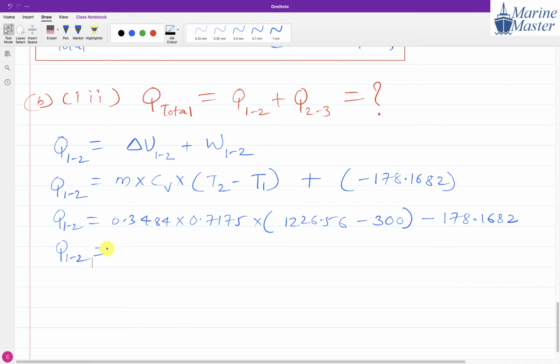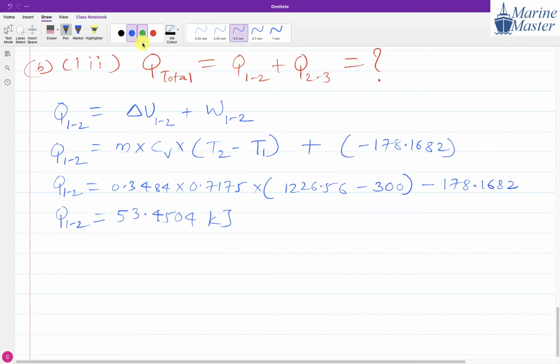So please everyone do the calculation properly: 0.3484 into 0.7175 into, in bracket, 1226.56 minus 300, minus 178.1682. If you do the calculation, you will get about 53.4504 kilojoule. We got Q1 to 2.